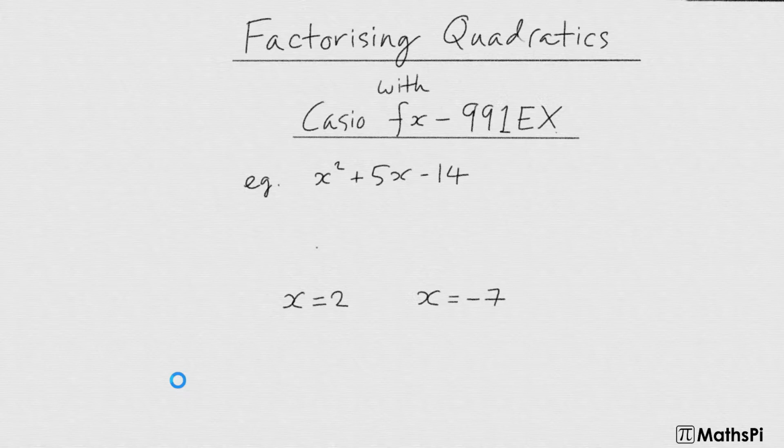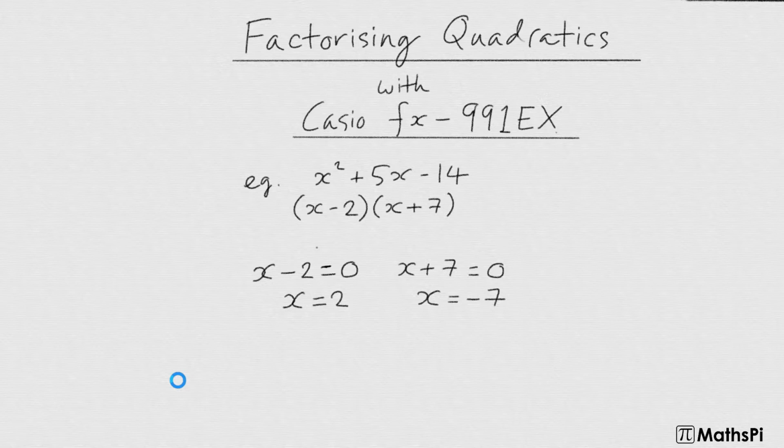So here you have our solution. Let's take x is equal to 2 first of all. If we work backwards from that, all you need to do is make that equal to 0. By subtracting 2 from both sides, I will get x minus 2 is equal to 0. Straight away, x minus 2 must be one of the factors of my quadratic. And then on the other side, I've got x is equal to -7. If I add 7 to both sides here, I'll get x plus 7 equal to 0. That means x plus 7 must be the other factor.